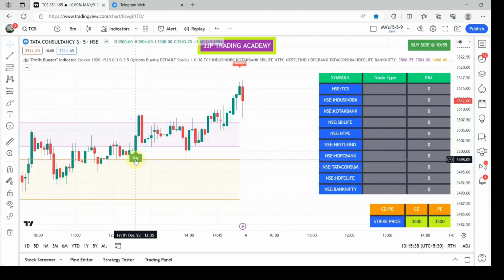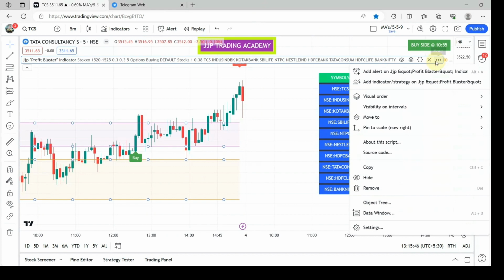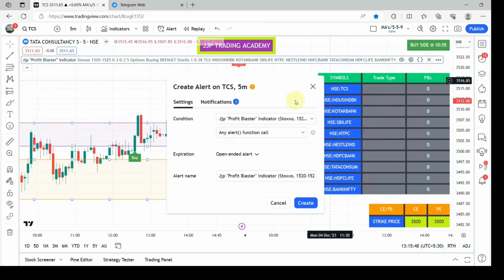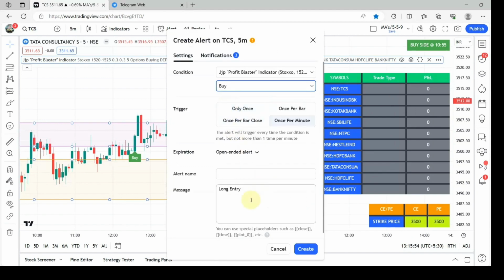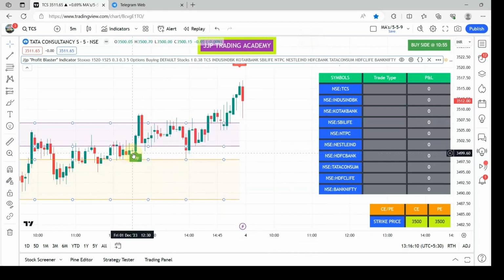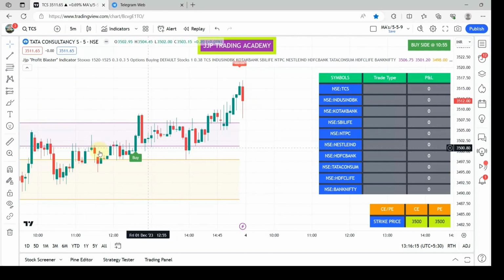If you can't watch the particular stock continuously, you can create an alert just by going on to the indicator, clicking on these three dots and creating an add alert. In this add alert, you can create a buy signal alert separately as a long entry message, and after that, you can create it. Separately for sell entry also, you can create a short entry, so that you will be notified in the alert box whenever the signal is coming. After that, you can go to the particular stock and see whether the buy signal has come and how the situation of the particular stock is.